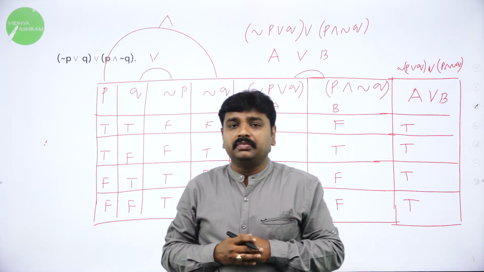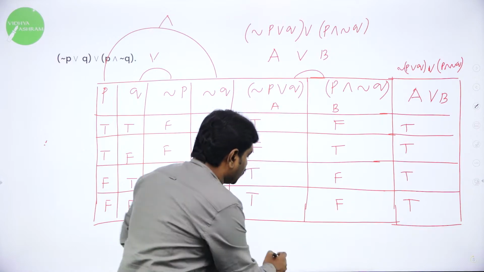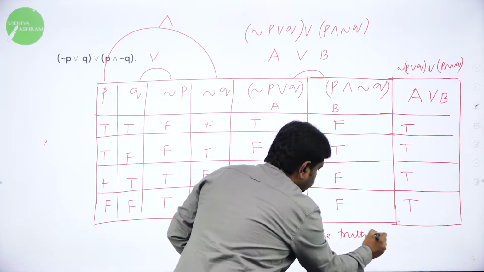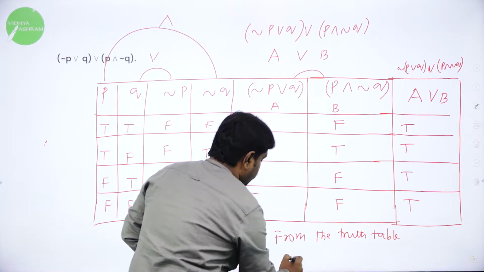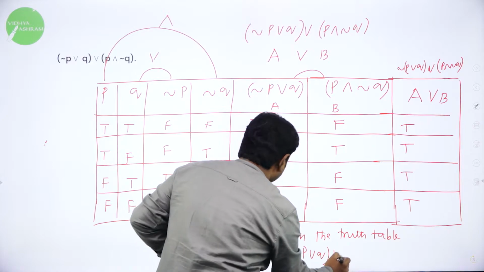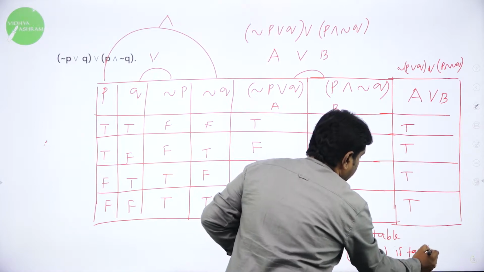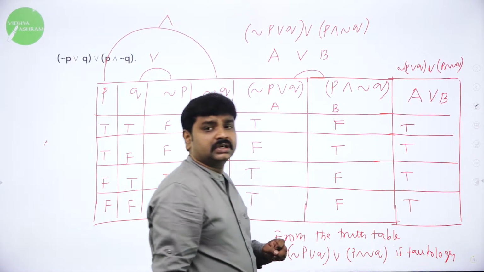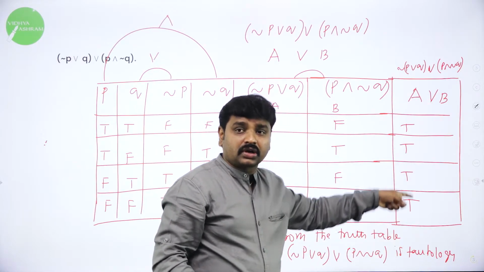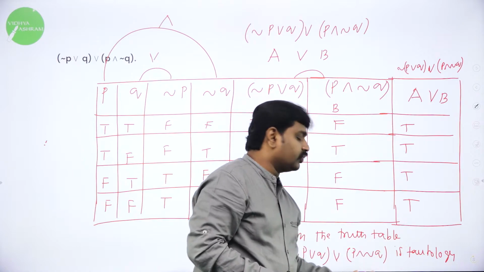So now the given problem, they asked you to check whether it is tautology, contradiction or neither. So I can say it is tautology. So we'll conclude from the truth table, whatever they give, negation P or Q or P and negation Q is tautology. What is meant by tautology? A compound proposition is said to be tautology if it is always true for all the combinations of its truth values. For all the combinations of the truth values of components, we got true. So therefore it is tautology.